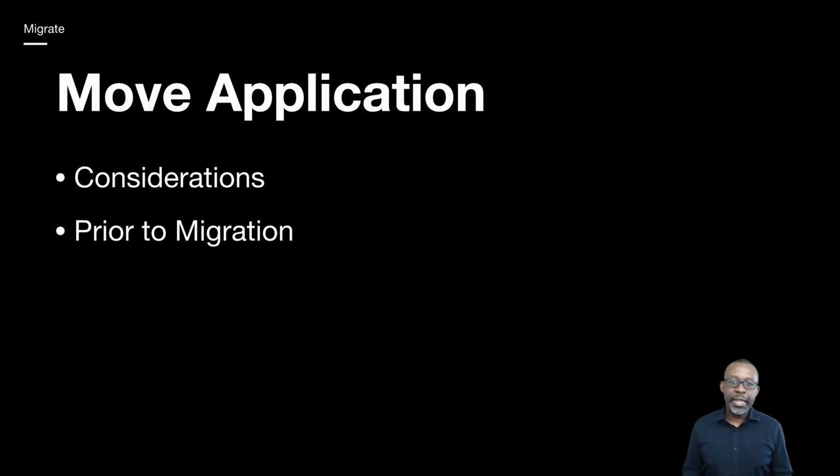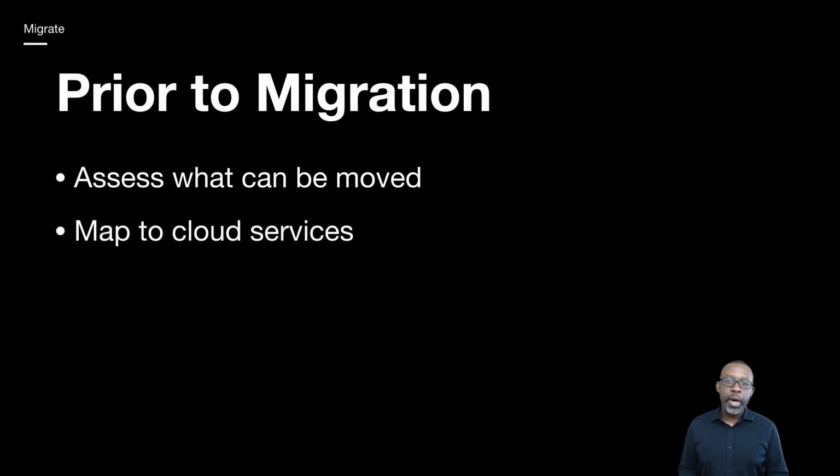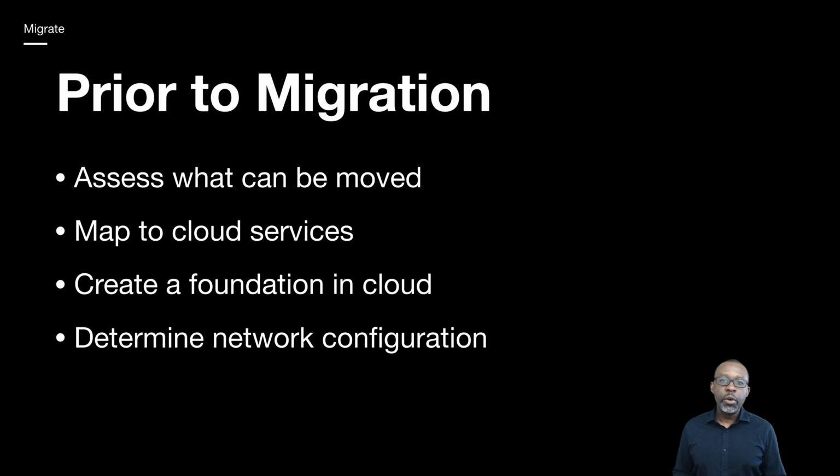Let's consider some of the activities you may wish to perform prior to migration. Prior to migration, it is important to identify and prioritize the workloads that can be migrated. It is also advisable to map workloads to cloud services. Where feasible, create a landing zone or a foundation in the cloud that closely mimics the source environment. It is also important to determine the network configuration in advance and ensure there's connectivity between the source and the destination environment.